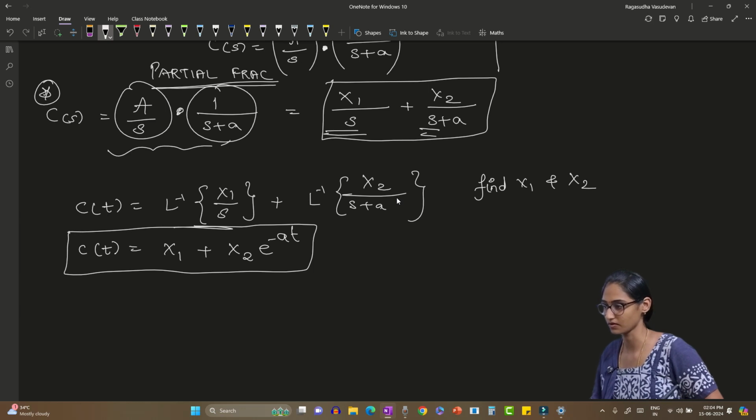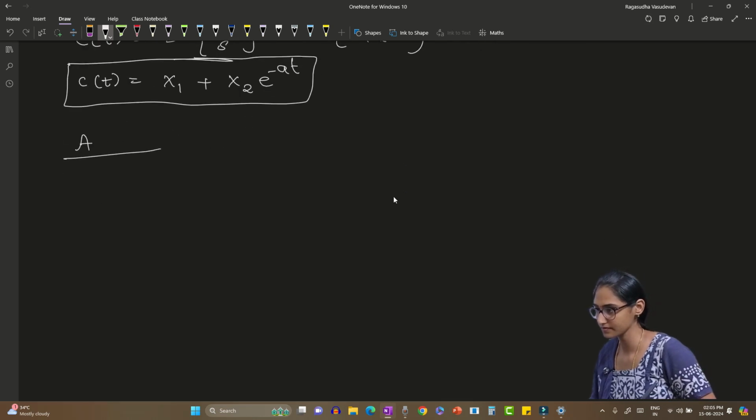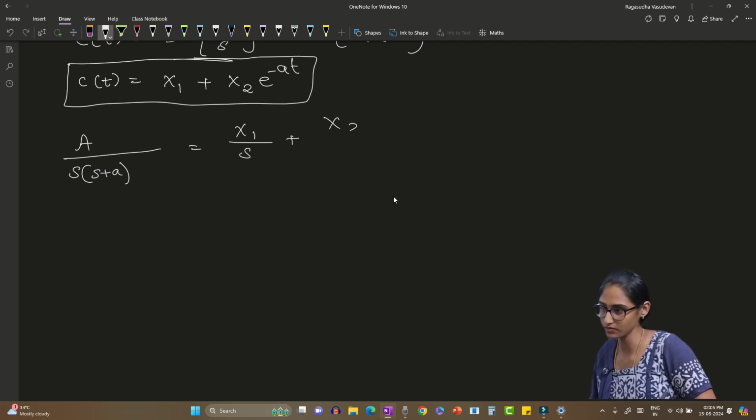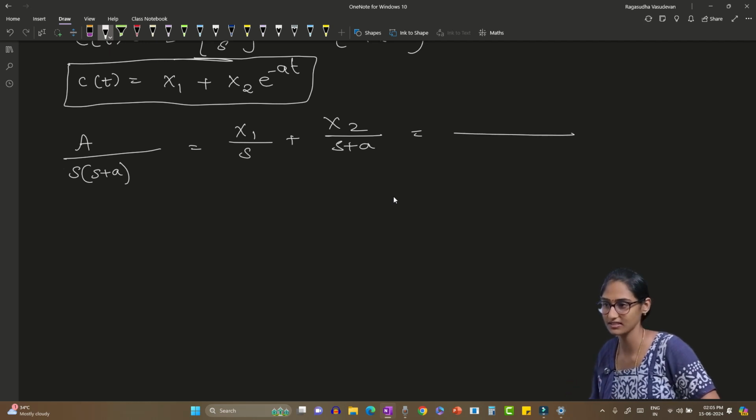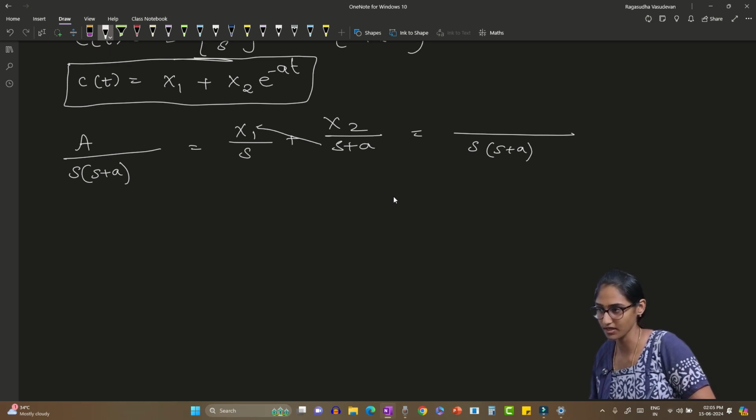Okay, so we have a divided by s into s plus a is equal to x1 divided by s plus x2 divided by s plus a. Let us apply LCM and have it as the same term, s into s plus a in the denominator. So I am multiplying x1 by s plus a and x2 by s. I hope you didn't forget the basic concepts of fractions, right? You would have learnt it in your middle school.